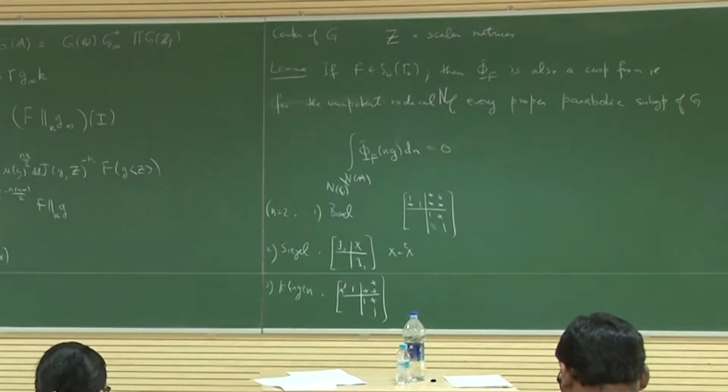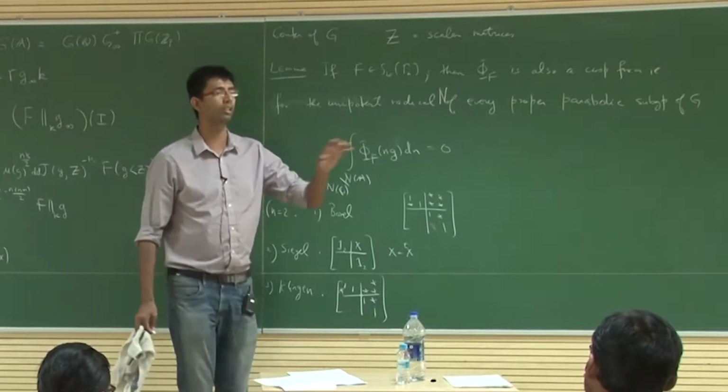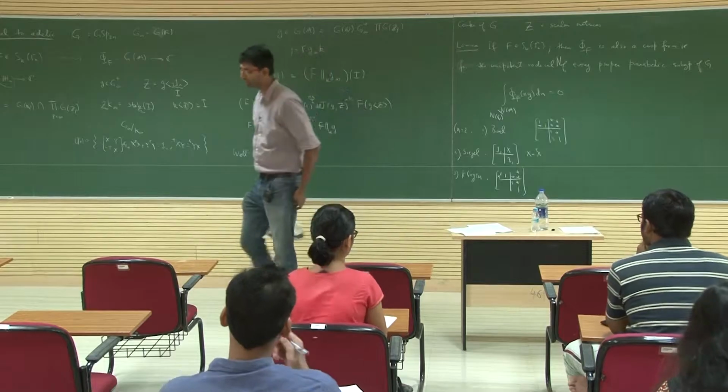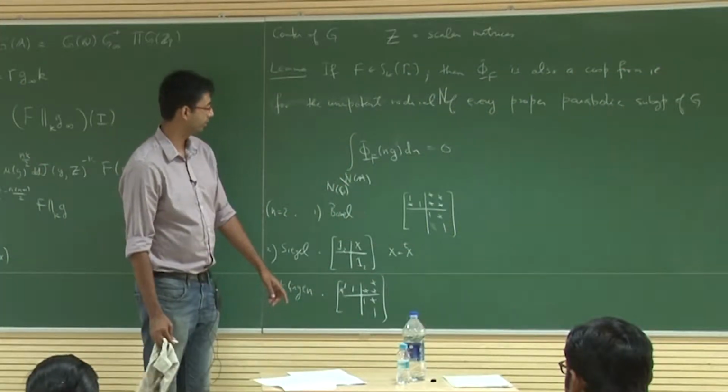So what this lemma says is that you have to check for all these 3 cases that when you do this integral, so you take the constant term for every parabolic, it has to be 0. That is the definition of being a cuspidal automorphic form. And the way you do this is actually quite nice and not so hard. I didn't want to spend the time here, I'll just give you an idea.